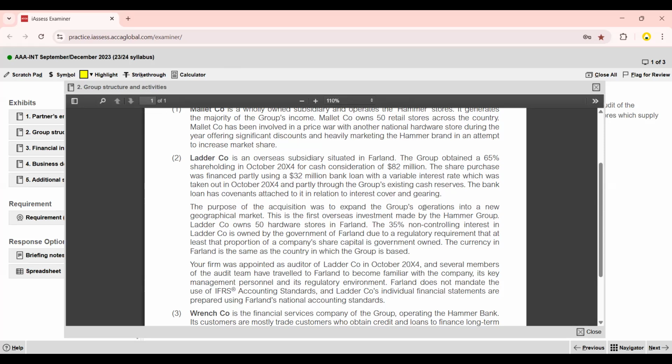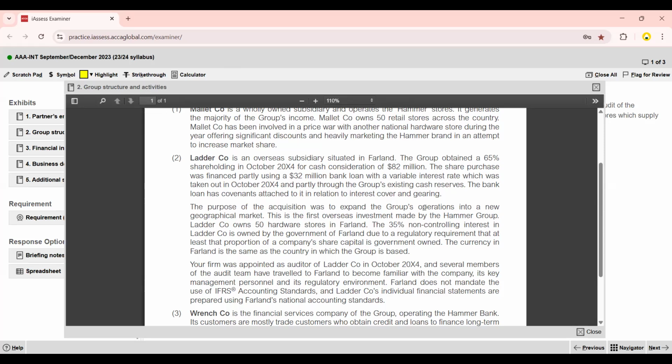The purpose of the acquisition was to expand the group's operations into a new geographical market. This is the first overseas investment made by the Amar Group. There are certain rules and regulations which Amar Group may have to follow. What if they do not comply with those rules? It will result in a loss of investment.